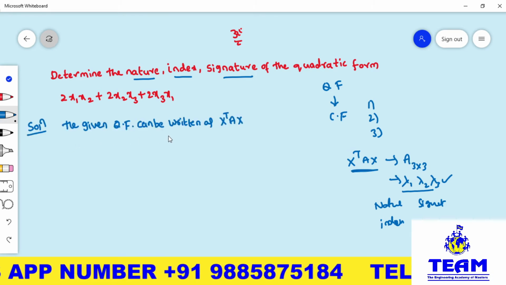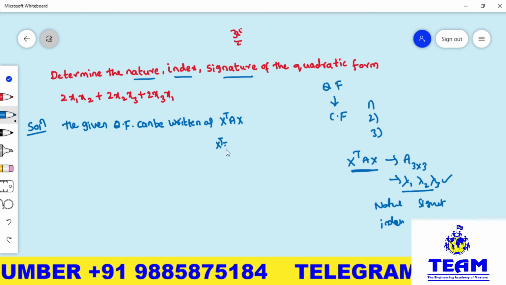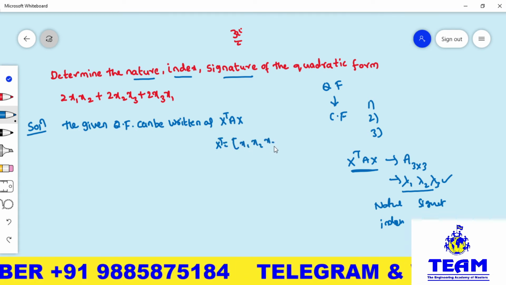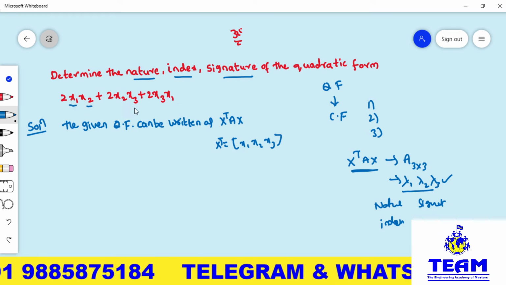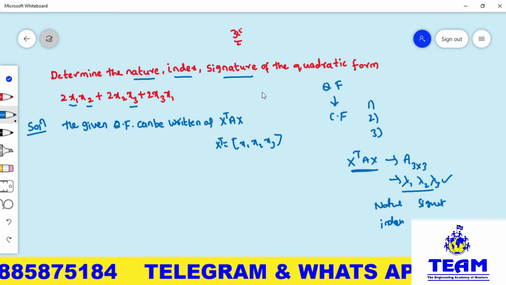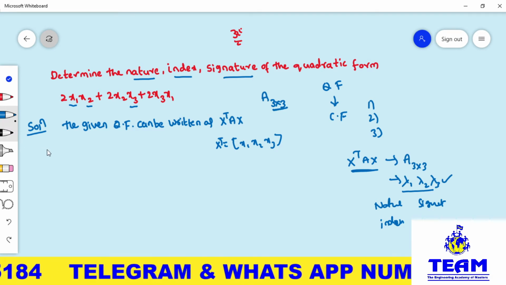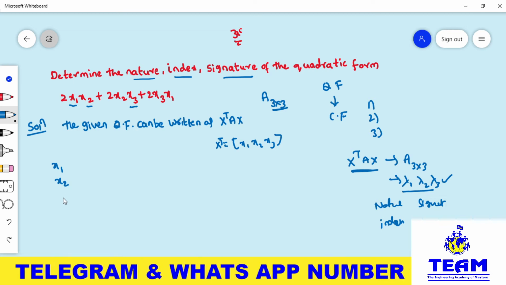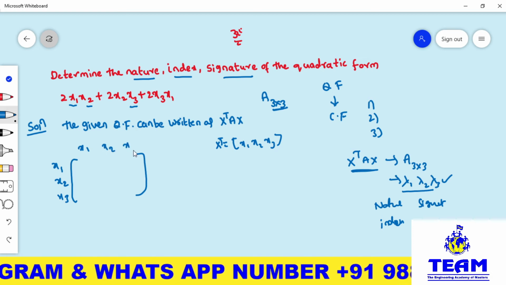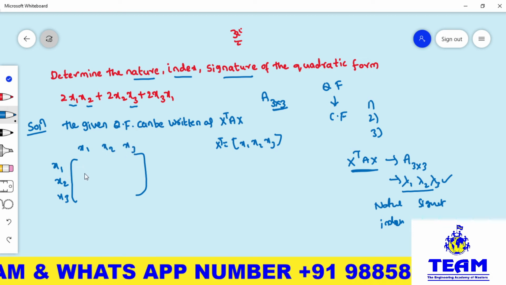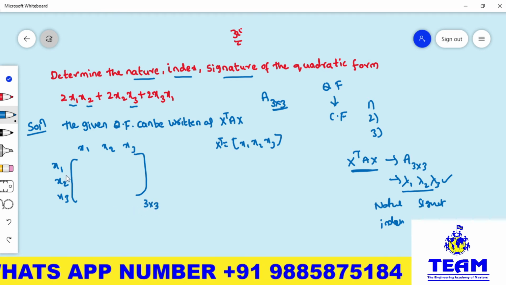Solution. The given quadratic form can be written as x transpose A x, where x transpose is equal to x1, x2, x3. Friends, here you observe this is the quadratic form. It is containing x1, x2, x3, so we will get the symmetric matrix A of order 3 by 3. Now here you observe, first I am writing x1, x2, x3 here. Next I am writing here x1, x2, x3. Why 3 by 3? Here you have how many variables? x1, x2, x3, 3 variables.